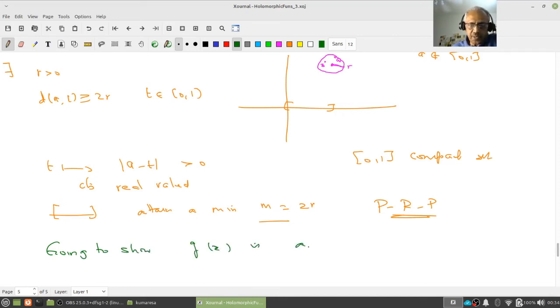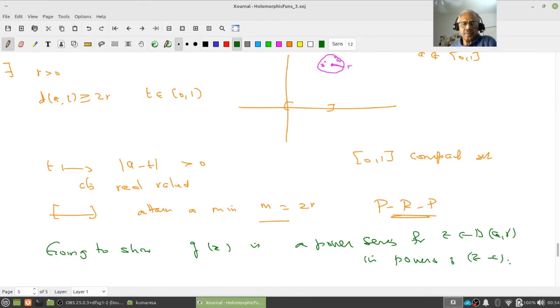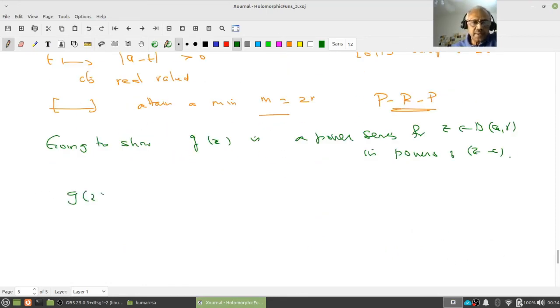g of z is a power series for z in the ball B(a, R), a power series in powers of z minus a. That is, what I want to say is g of z is of the form the sum of c_n times (z minus a) to the power n for all z in that ball. Then what does that mean? g of z is locally a power series. We know any power series is differentiable, in fact infinitely differentiable. Therefore g is holomorphic on the ball. But a is arbitrary. Therefore, it is going to be holomorphic as long as a does not lie in the interval [0,1]. Do you get it? This is all I want to do.